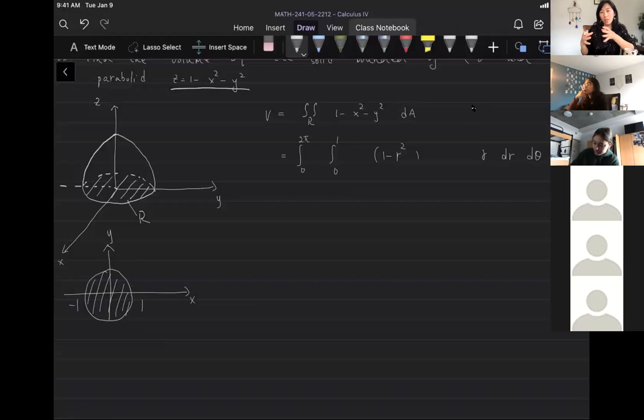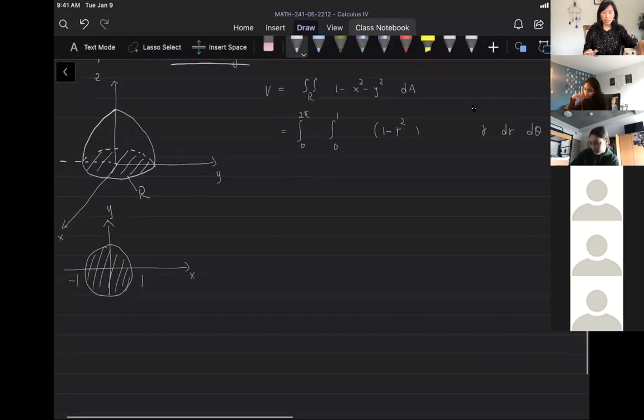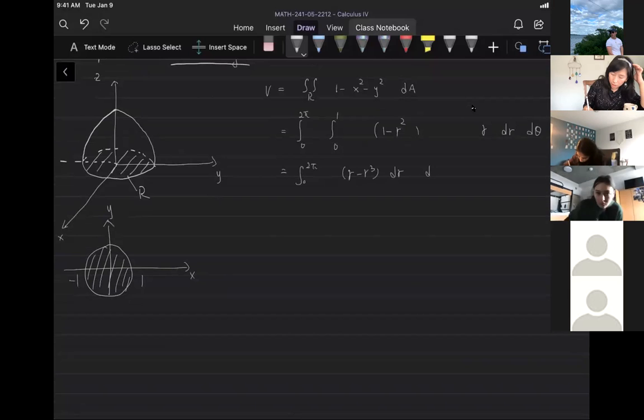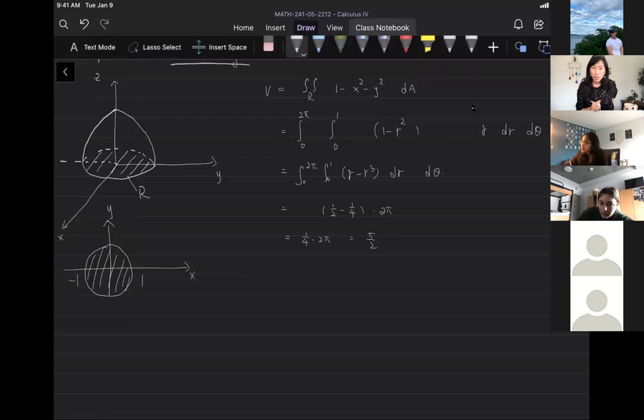So whenever we have a circle region, we like to use polar. Next, this is the exercise problem. This should be very easy to evaluate. I can give you the answer very quick. 0 to 2 pi, here R minus R cube, dr d theta, and R from 0 to 1. So it should be 1/2 minus 1/4, times 2 pi. So the answer should be pi over 2. So the volume is pi over 2. That's the final answer.